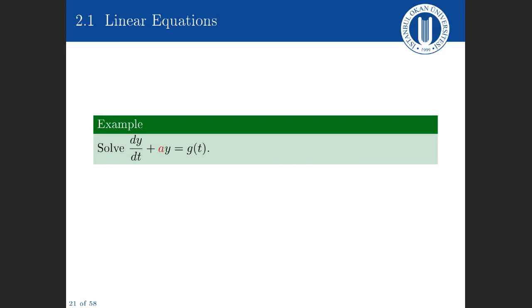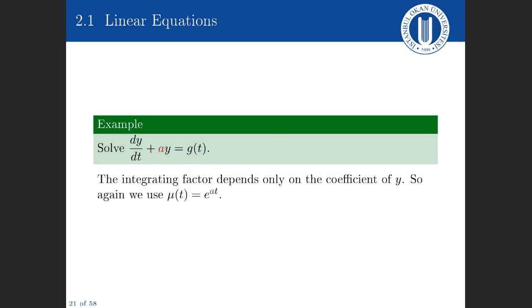Now let's suppose that instead of just a number here, we have a function g(t). Solve dy/dt plus ay is equal to g(t). The integrating factor doesn't depend on g(t). The integrating factor only depends on the coefficient of y, which in this equation is a. So again, we're going to want to use the integrating factor e to the power at.